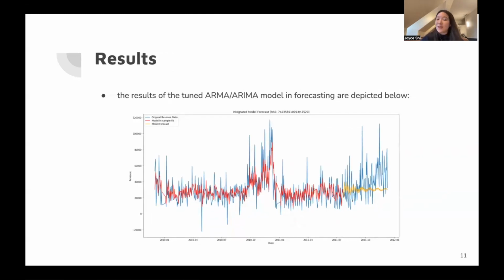And the results of this forecasting are depicted here. And you can see that it's a bit more accurate and closer to the in-sample model fitting.